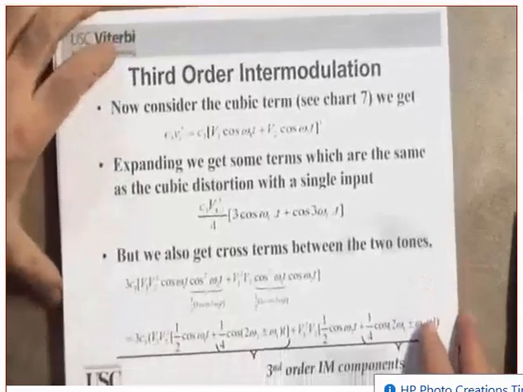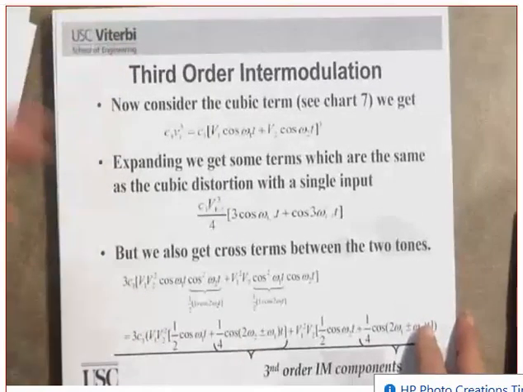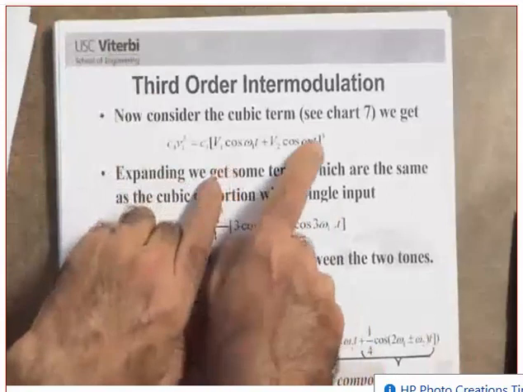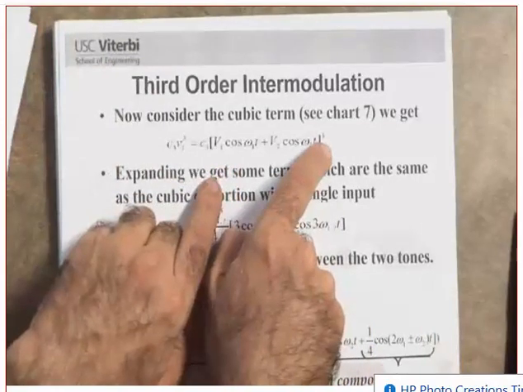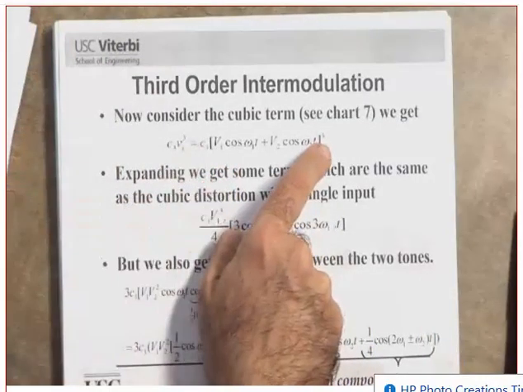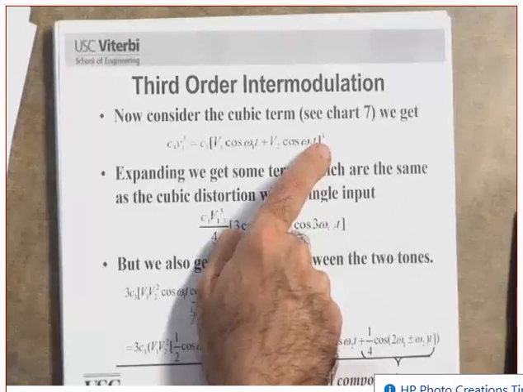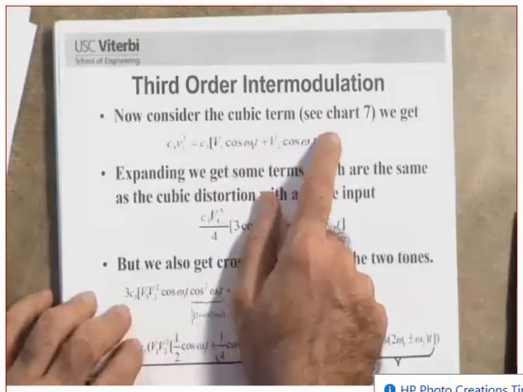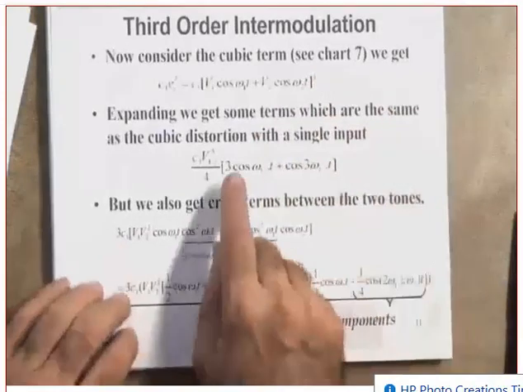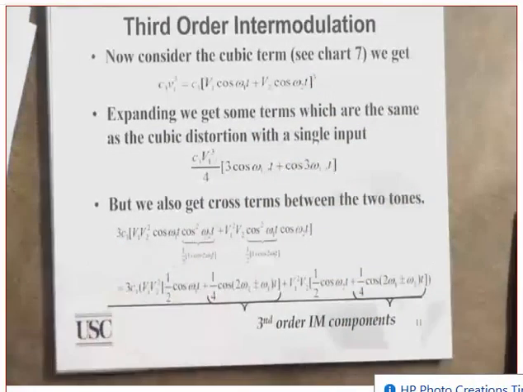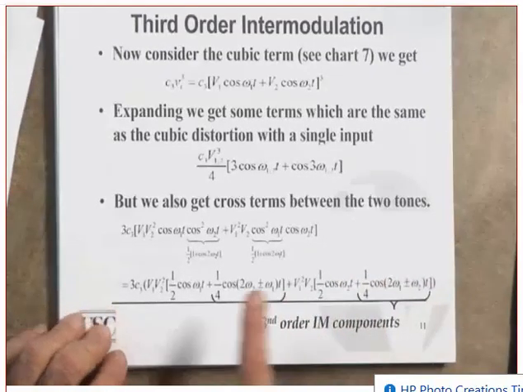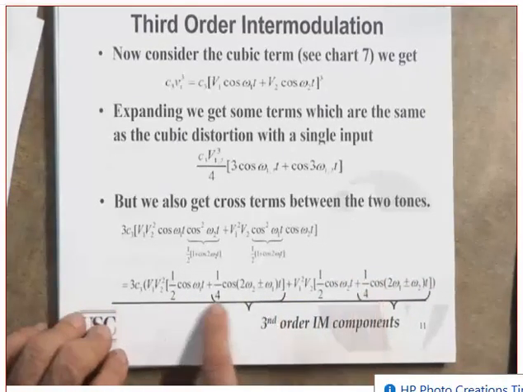Third order intermodulation. Any question on the second order? Now, what am I looking at? I'm looking at the cube. I'm only looking at the cube. The square will not generate third order intermod. You agree? Okay, what is the cube generating? It is generating the fundamental, but it's also generating third order intermodulation components here. Are you following or not?